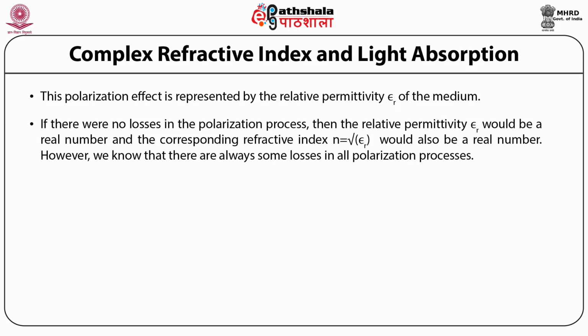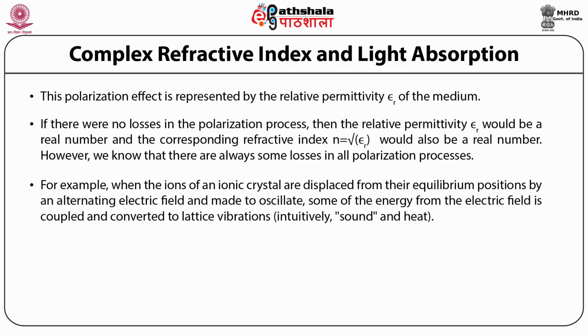If there were no losses in the polarization process, then the relative permittivity epsilon r would be a real number and the corresponding refractive index n equal to root over epsilon r would also be a real number. However, we know that there are always some losses in all polarization processes. For example, when the ions of an ionic crystal are displaced from their equilibrium positions by an alternating electric field and made to oscillate, some of the energy from the electric field is coupled and converted to lattice vibrations, intuitively sound and heat.